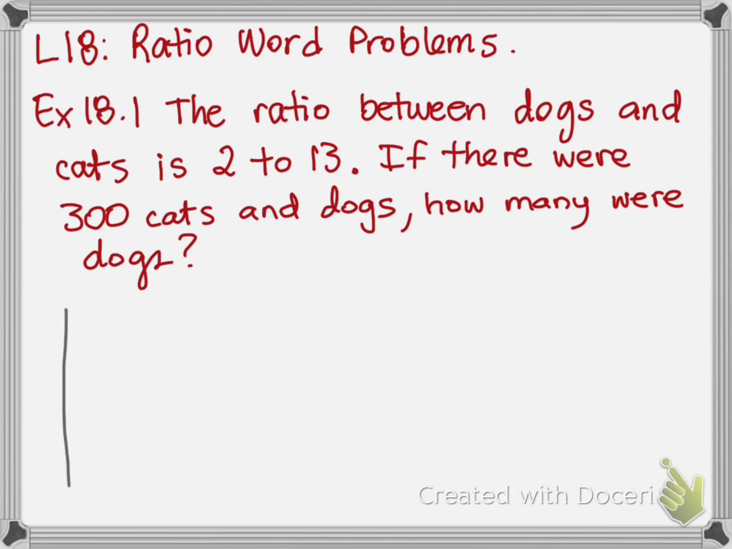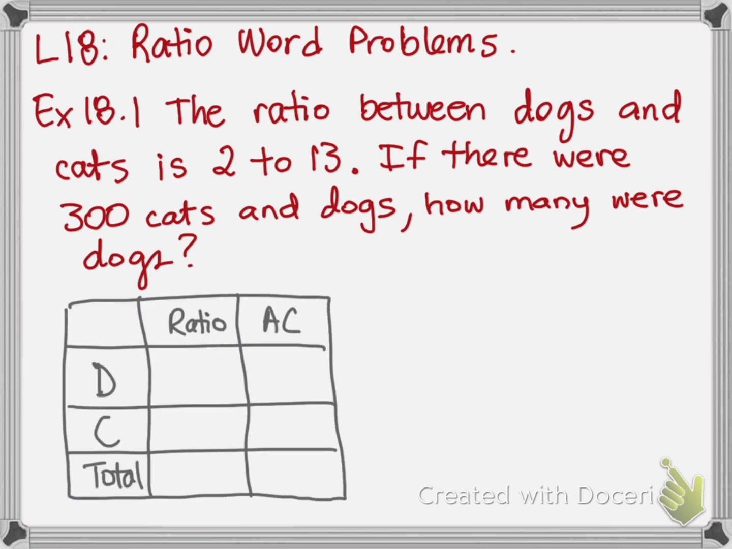So what we're going to do is start with our table. And we're going to put the two categories of the problem. So we have dogs and cats, and we have total. Then for the columns, we have a ratio column and also an actual count column. So in there, we're going to put how many actually there are. So it says that the ratio is 2 to 13. So we put it like that. And then we add to find the total ratio. In this case, it's 15.